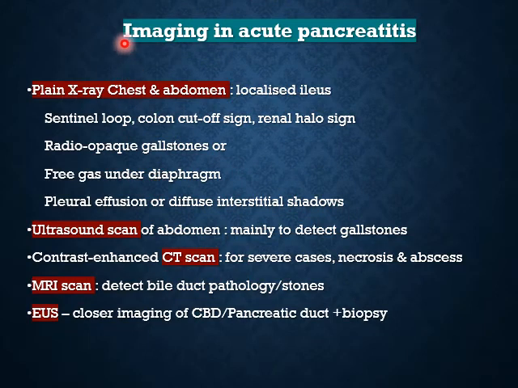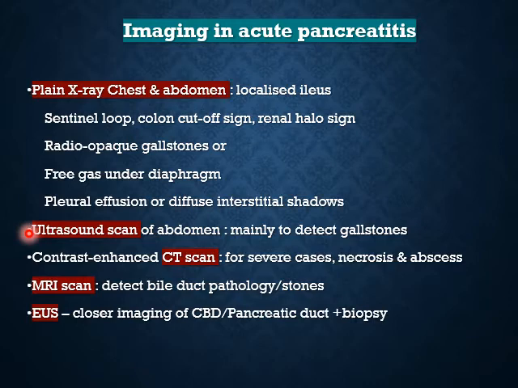Next we come to imaging methods used in acute pancreatitis. First, plain X-ray of the chest and abdomen, where it shows localized ileus, the sentinel loop, colon cutoff sign, and renal halo sign, which are all classical signs of acute pancreatitis. Also, it can show radio-opaque gallstones, free gas under the diaphragm to rule out pneumoperitoneum, and pleural effusion or diffuse interstitial inflammation of the lung.